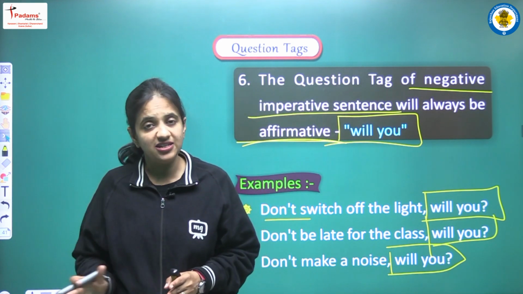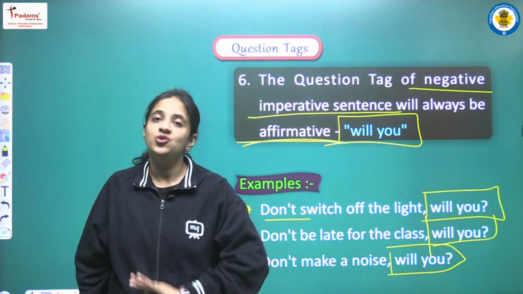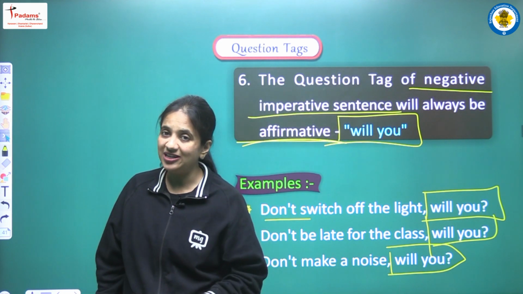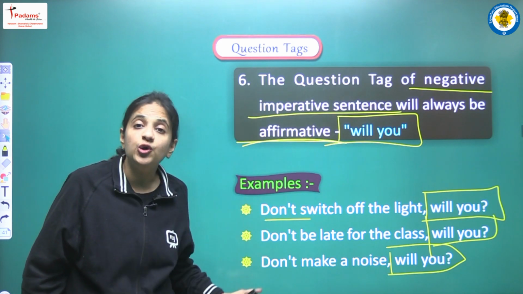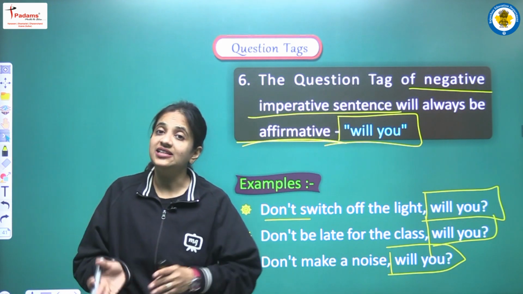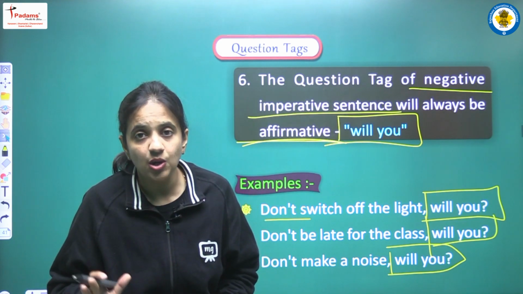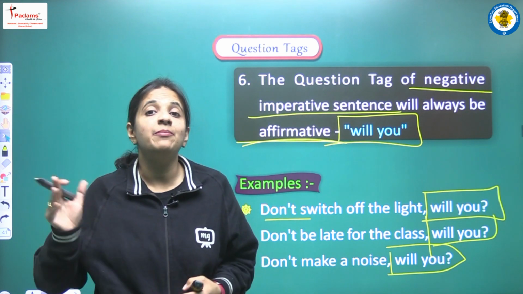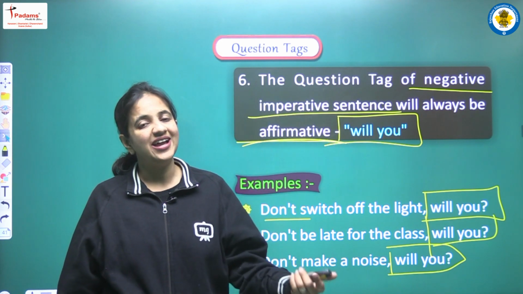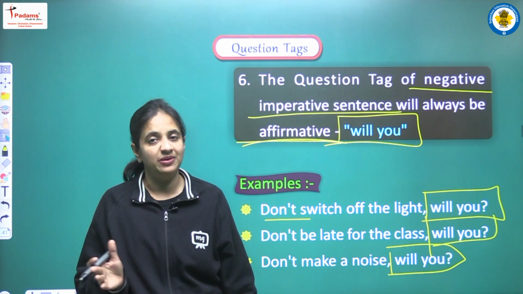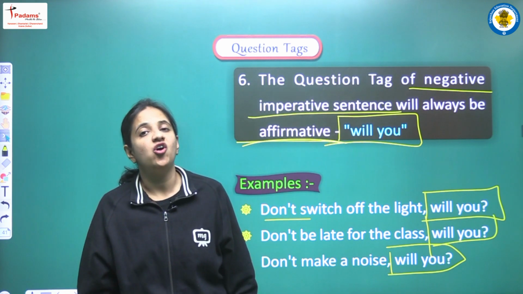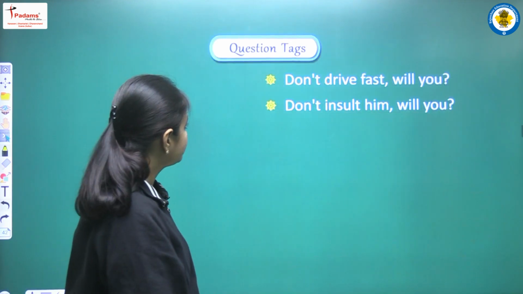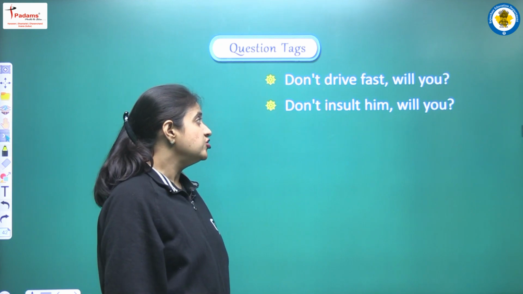If we have a positive imperative sentence, then you have the option: you can make a positive tag, and you can also make a negative tag. But if we have a negative imperative sentence, or we can say if we have don't at the beginning of the imperative sentence, then the question tag will be only and only positive, that is will you. Just learn that the positive question tag in an imperative sentence is will you, and the negative tag in an imperative sentence is won't you. It means you must always use you as the pronoun and will as the auxiliary verb in the imperative sentence. Okay. Some examples we have here: don't drive fast, will you?